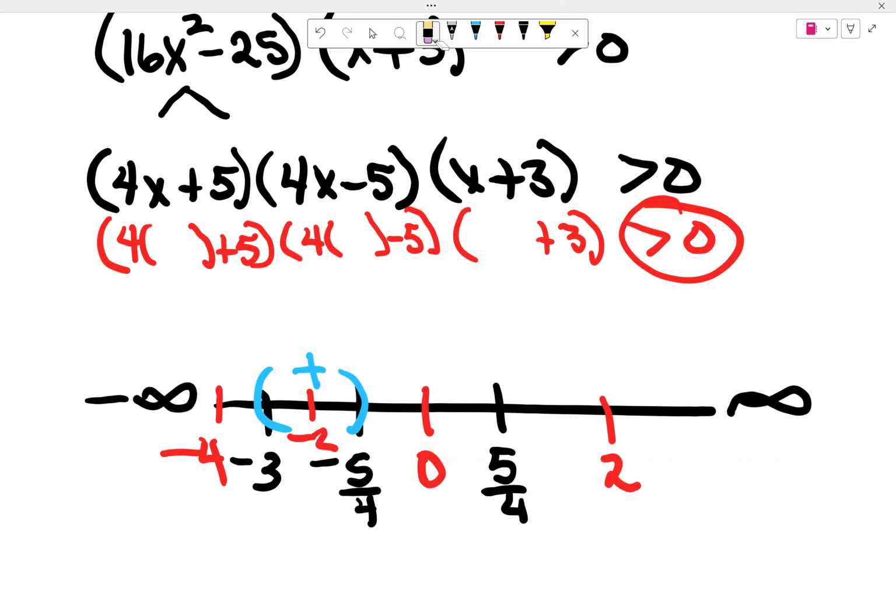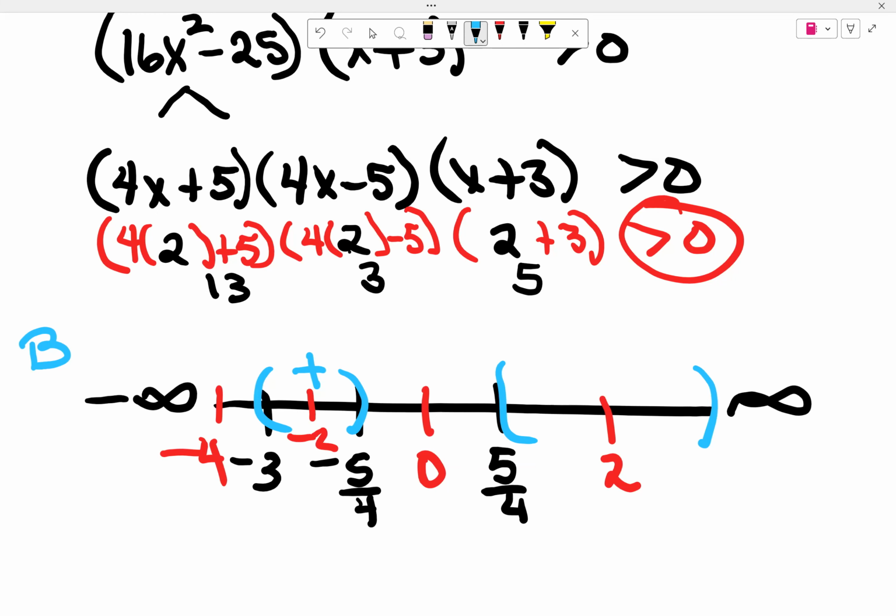Okay, and now the last piece I'm going to try is this 2. So let's try the 2. Don't assume it's going to work. We always try. So this gives me 8 and 5, which is positive 13. This gives me 8 minus 5, which is 3. 2 plus 3, which is 5. Those are all positive, so yes, this is a winner. So my other solution is from negative 5/4 to infinity. So yes, that's a winner. So I think for you guys, this is answer choice B.